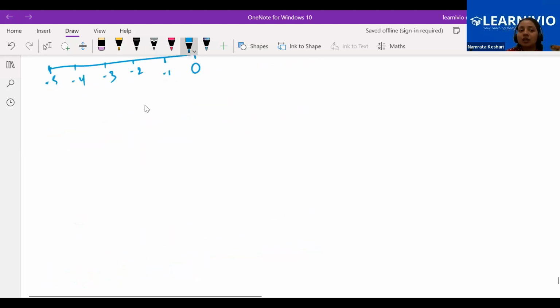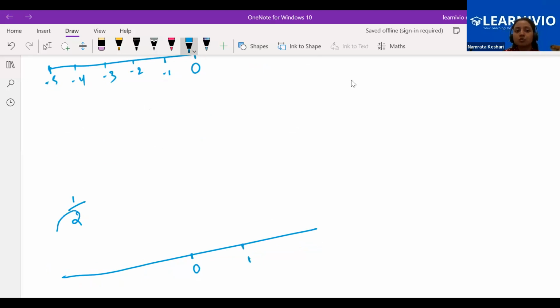If we have to locate a number 1 by 2, then what we were doing, we were identifying that 1 by 2 will lie in between 0 to 1. In between 0 to 1, the denominator is 2, so we were dividing it into two parts, and this is 1 by 2. In decimal also we can convert it. We understand 1 by 2 means 0.5, right? This is how we were locating the rational numbers on the number line. And in our previous class we were discussing how to locate irrational numbers on the number line. So let's start with the process.